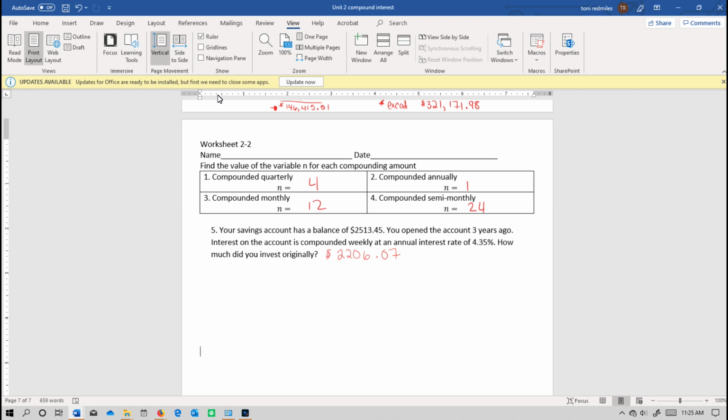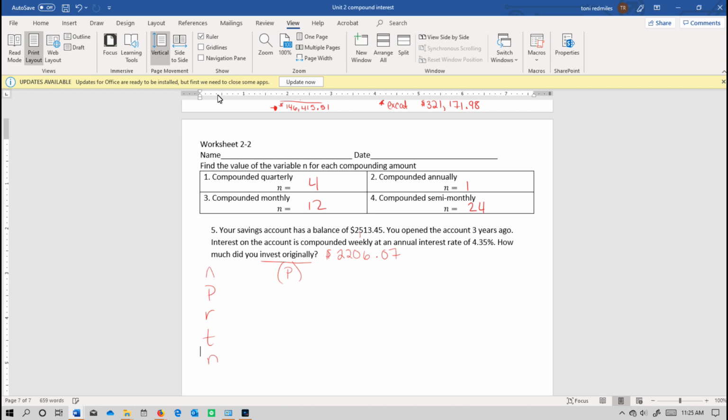All right, so for this one, your savings account has a balance of $2,513.45. You opened the account 3 years ago. Interest on the account is compounded weekly at an annual interest rate of 4.35%. How much did you invest originally? So if it's the original investment, I'm looking for P, right?